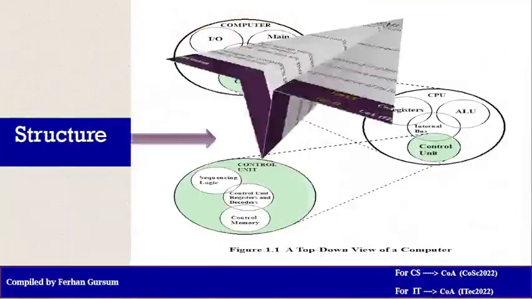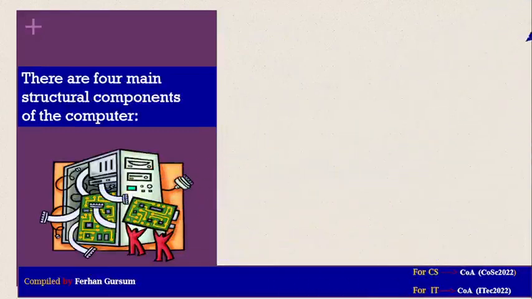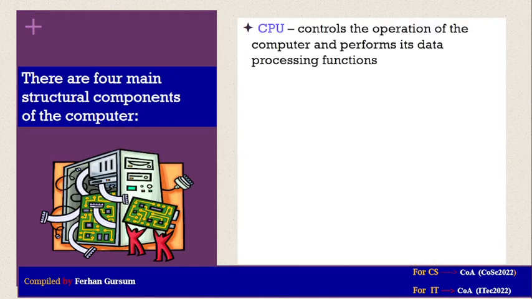When we come to the four main structural components of the computer, the first one is what? The CPU, the brain of the computer, which controls the operation of the computer and performs its data processing functions.